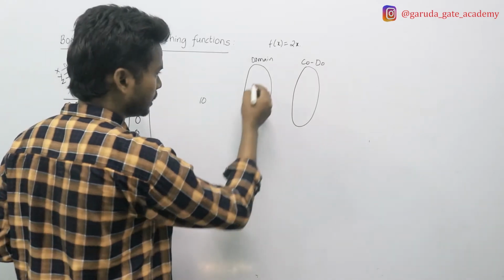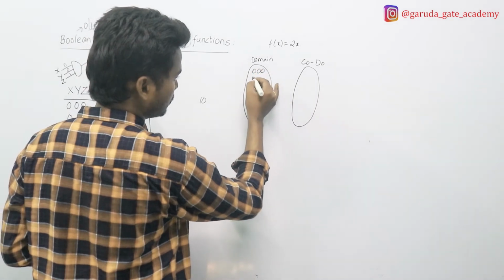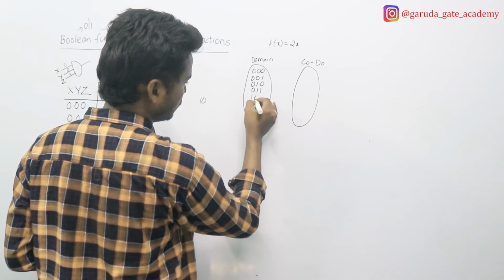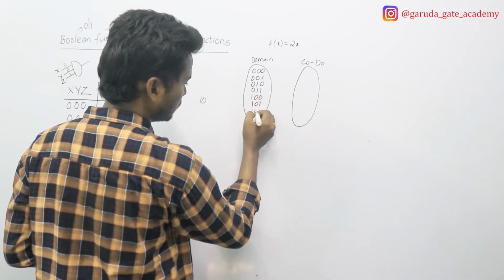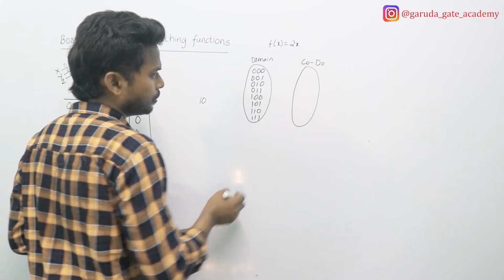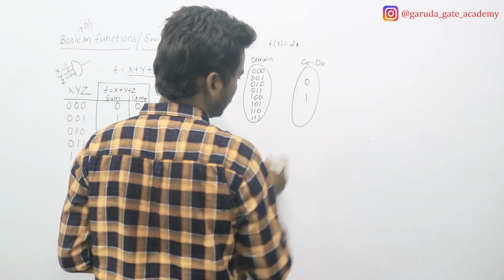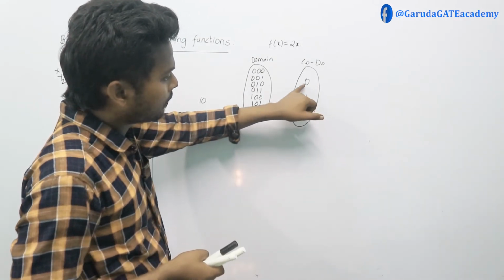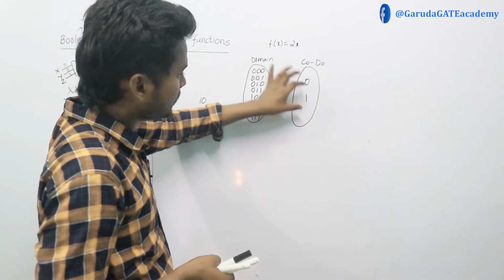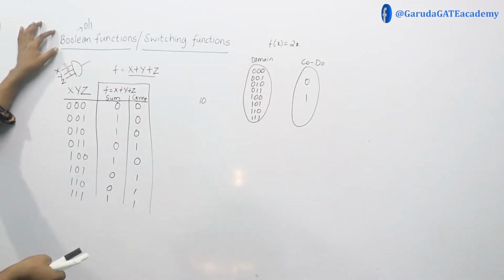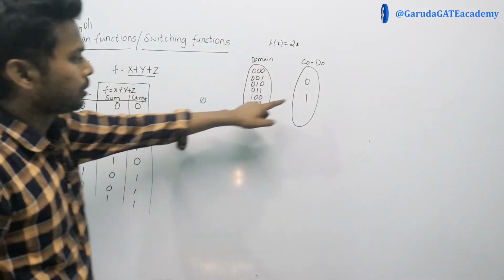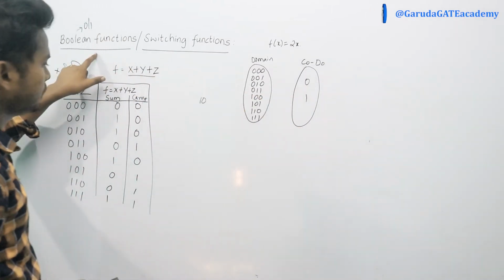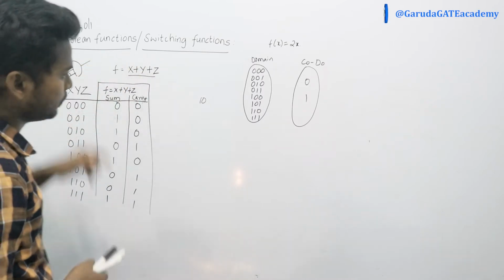So let's write down here: 0, 1, 1, 0, 1, 0, 0, 1 for sum and 0, 0, 0, 1, 0, 1, 1, 1 for carry. So codomain elements will be either 0 or 1. If you observe one thing here, the function is having either 0 or 1. So that is why it is called a Boolean function or switching function.